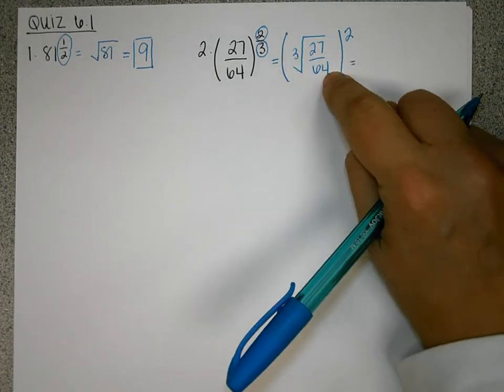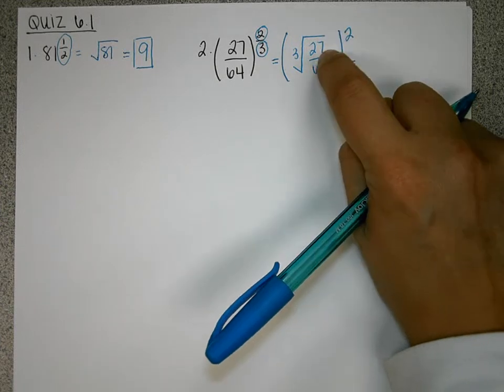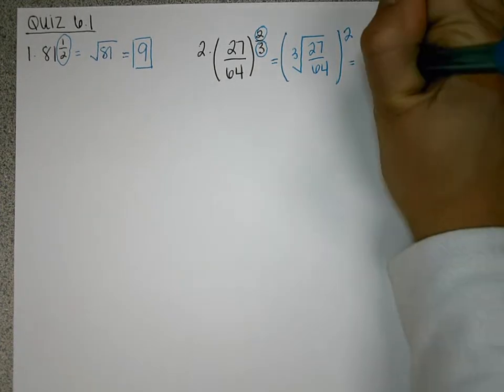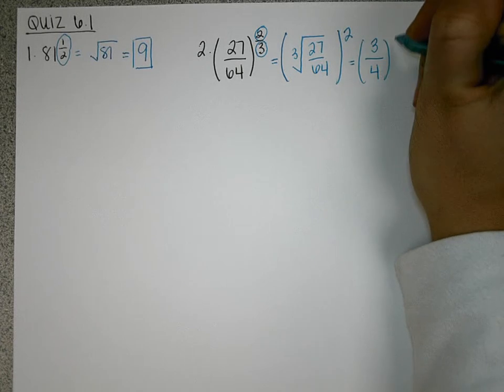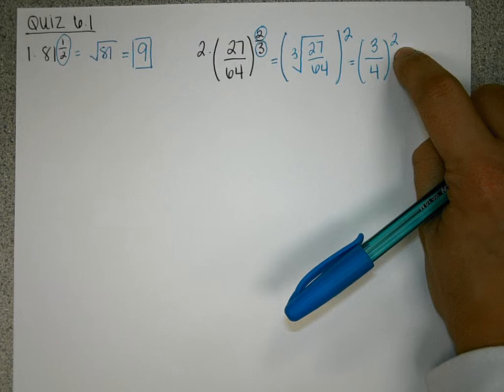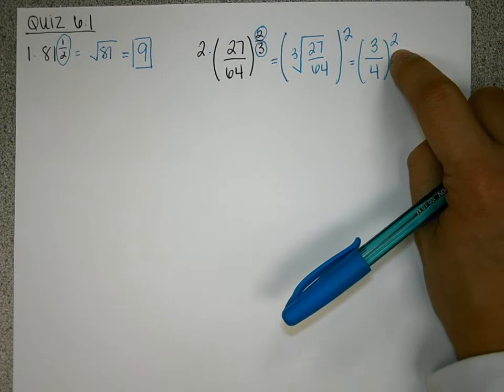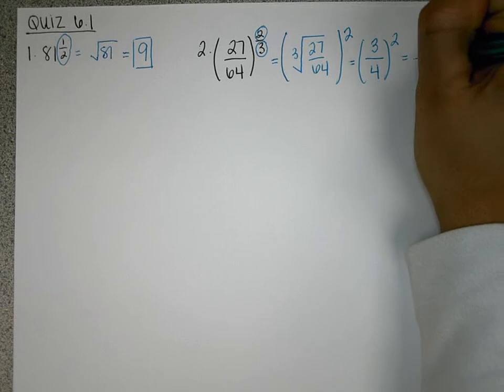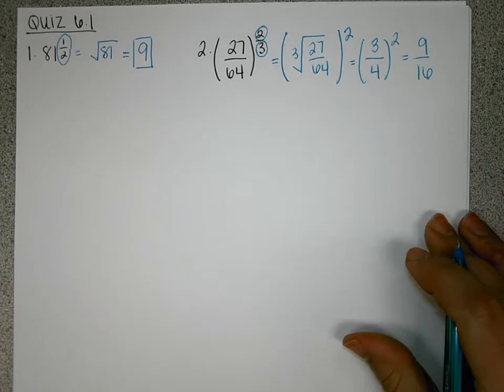So you want to take the cube root of both of these first. The cube root of 27 is 3, and the cube root of 64 is 4. I had a lot of you that gave me 3/4 as your answer because you forgot that we also have to square that. So when I square 3 over 4, that's going to give me 9 over 16.